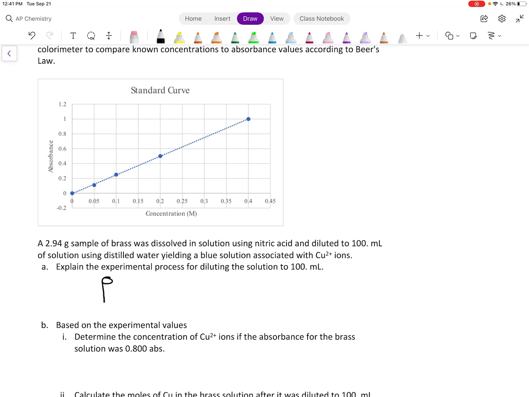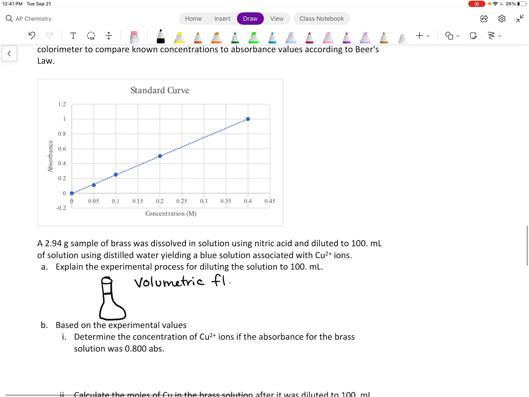And so what we want to use is a volumetric flask, which is what we do in the lab. Okay, so this is a volumetric flask. This is the fill line, and this is a 100 milliliter mark precisely. Okay, so we use a 100 milliliter volumetric flask. And we place our sample. So here's kind of the outline.